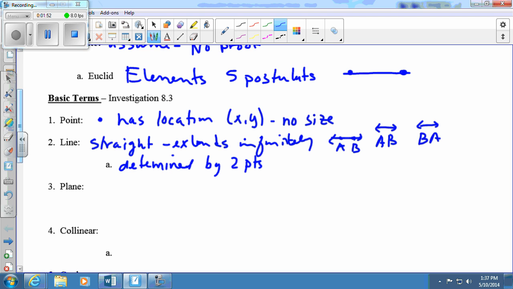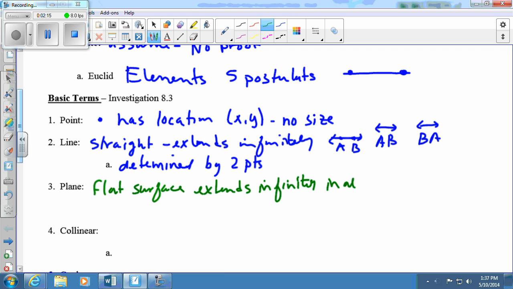A plane is a flat surface. I always think of it like a piece of paper, a flat surface. The problem with a piece of paper is it's not infinite. It's just of that size. So this flat surface extends infinitely in all directions. So it's like a flat surface, but it goes in all directions. What you need to remember is there's really no thickness to a plane.